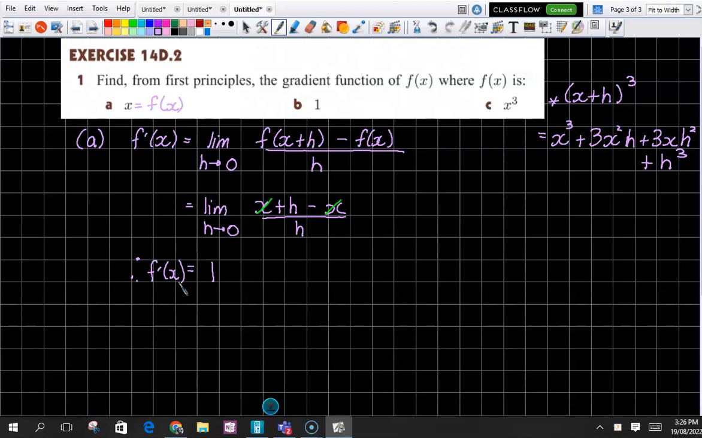Will I make you do B? Yes. This is f of x equals 1. What does that look like? Y equals 1. It's a horizontal line. So what should our value be? 0, right? A horizontal line has a slope of 0. So you should be able to prove that it is 0. Yeah? And then expanding with this one, do the same thing. I've expanded x plus h cubed for you over here.